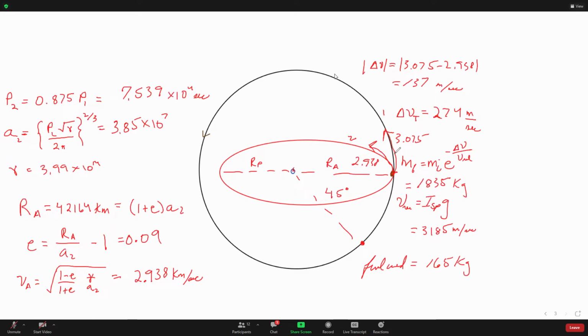At the beginning of the maneuver, you slow down by 137 meters per second. That drops you into this orbit. When you get back here, you have to speed up to 3.075 to get back into the original orbit. But when you do that, the original subsatellite point is behind you now.